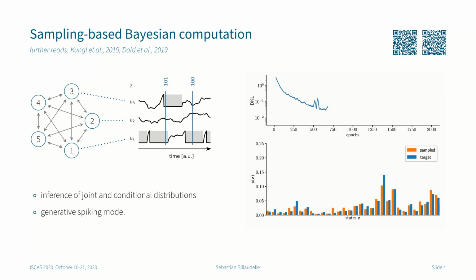On the right hand side, we train such a network of LIF neurons on BrainScaleS-2 to represent an arbitrarily chosen probability distribution over 5 neurons. This target is shown in blue in the bottom plot. The histogram shows how the sample distribution approaches the target distribution during the course of the training. In the upper plot you see the evolution of the Kullback-Leibler divergence, which is a measure of the difference between the sampled and the target distribution.